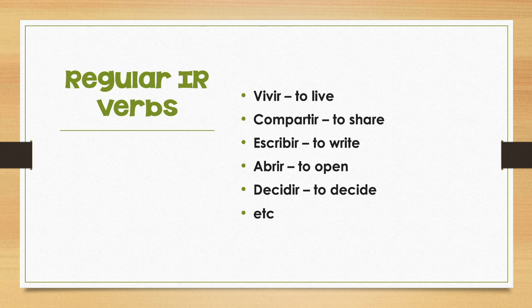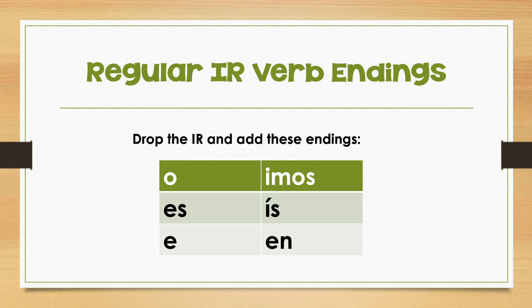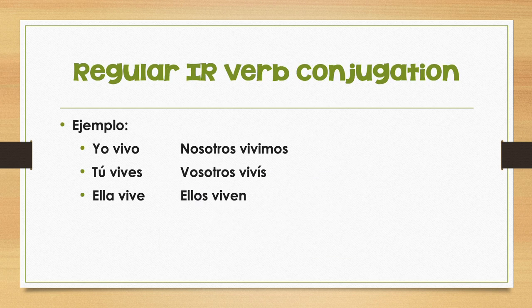For IR verbs like vivir, compartir, escribir, abrir, and decidir, the endings are o, es, e, but then unlike the ER, it's imos and ís and en for the endings. So for example, we would have yo vivo, tú vives, ella vive, nosotros vivimos, vosotros vivís, and ellos viven.